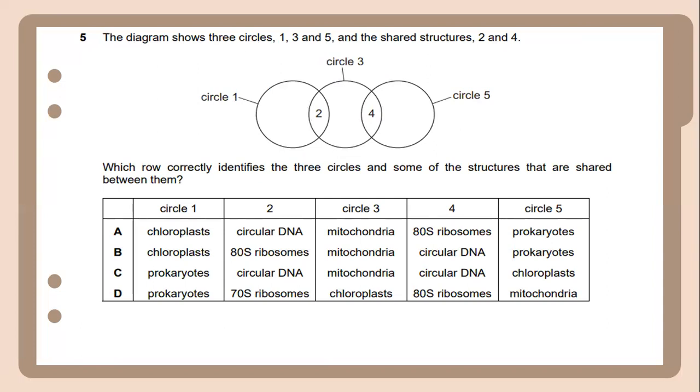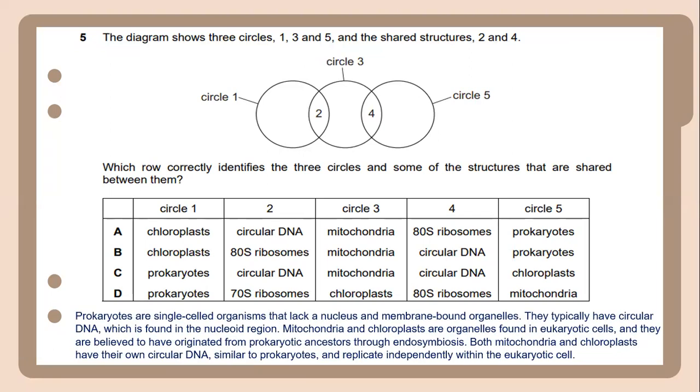The diagram shows three circles, 1, 3, and 5, and the shared structures 2 and 4. Which row correctly identifies the three circles and some of the structures that are shared between them? Circle 1, circle 2, circle 3, 4, and 5.